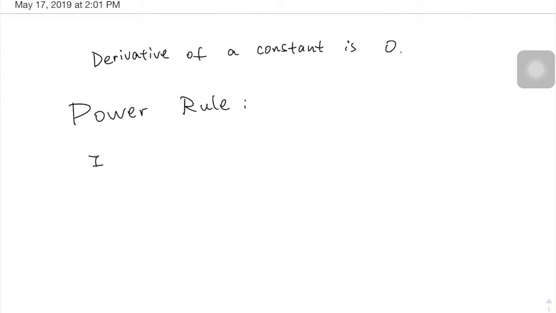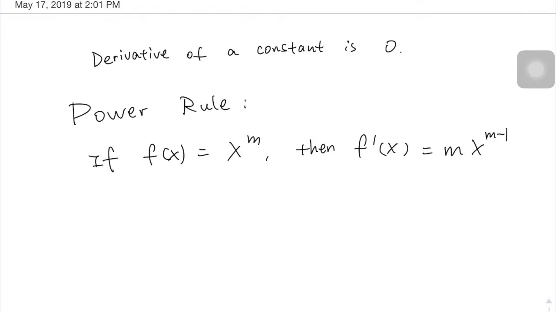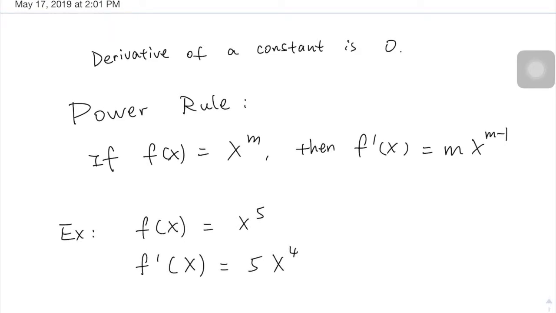Then we need to know some basic rules. First, the power rule. It says if f(x) equals x to the m, then f prime x equals m x to the m minus 1. Here are some really easy examples to help us understand. First, f(x) equals x to the 5, then f prime x equals 5x to the 4.